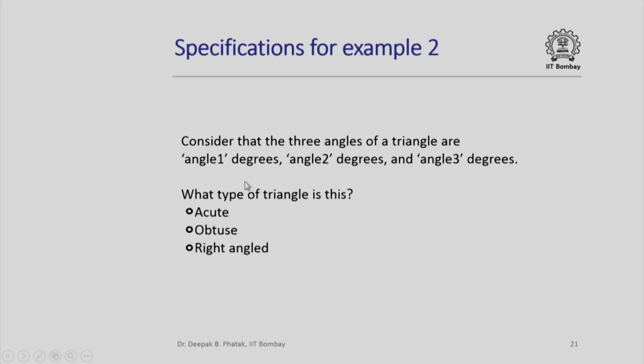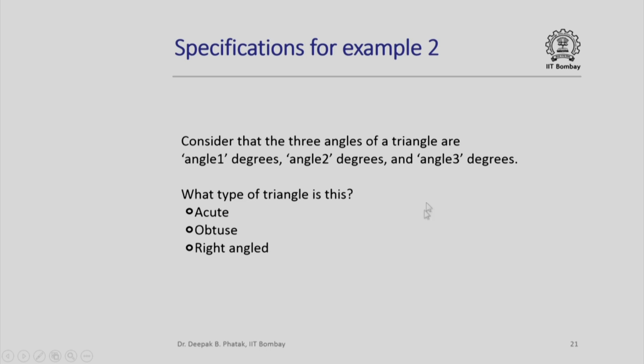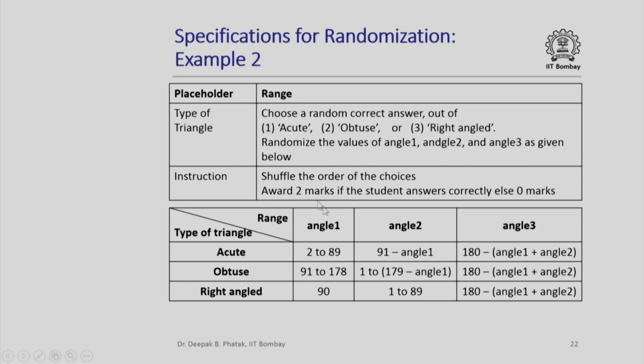Very easy. Consider that the 3 angles of a triangle are 'angle 1' degrees, 'angle 2' degrees and 'angle 3' degrees. Notice that we are introducing variables by putting them in single quotes. What type of triangle is this? Acute, obtuse and right angle, same answer. Now we have to give specifications for randomization in terms of these 3 symbols that we have used. This is one sample specification.